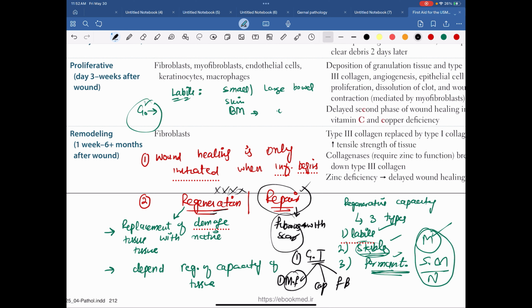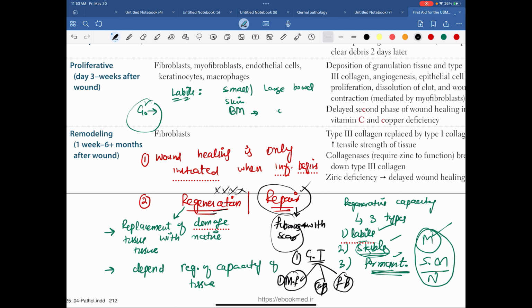So first of all, what is the function of myofibroblasts? These are the cells which contract the wound. Then what is the function of capillaries? Basically they provide the nutrients. Then what is the function of fibroblasts? They deposit type 3 collagen. So please keep this in mind. They can ask what granulation tissue consists of, so you have to remember these 3 points.